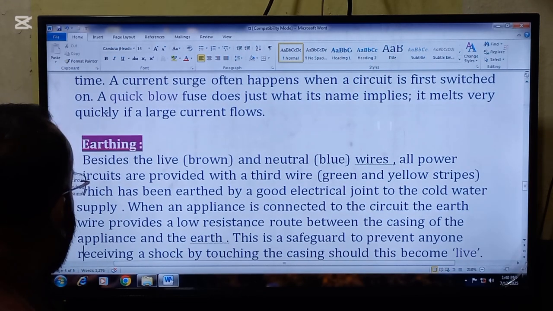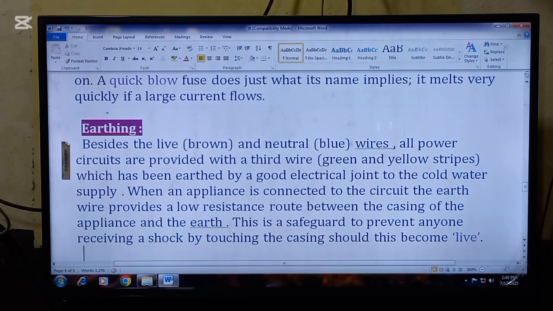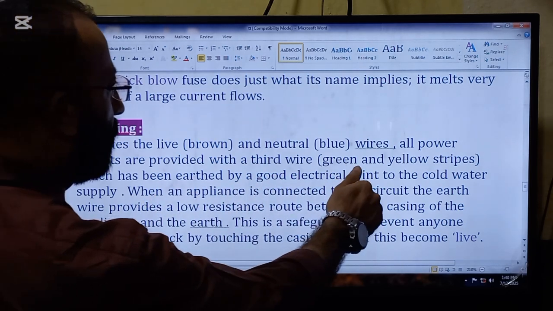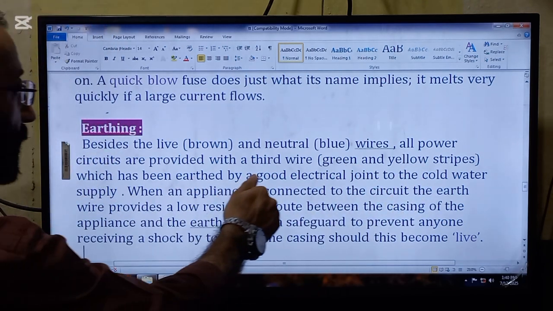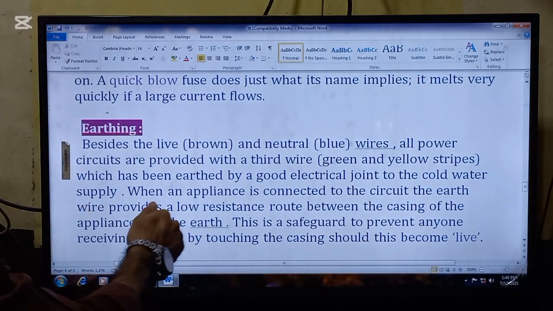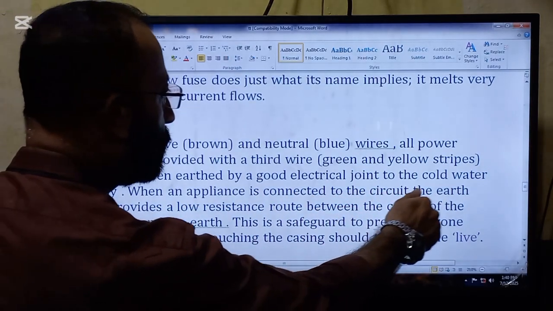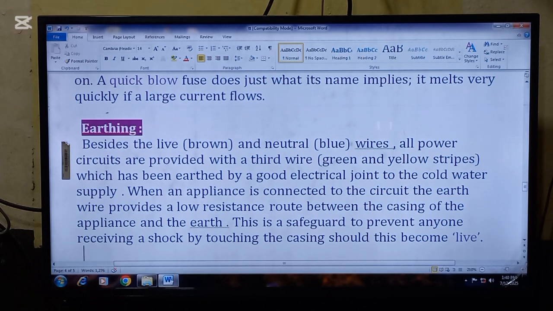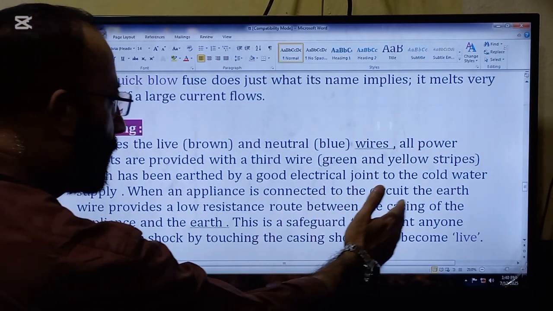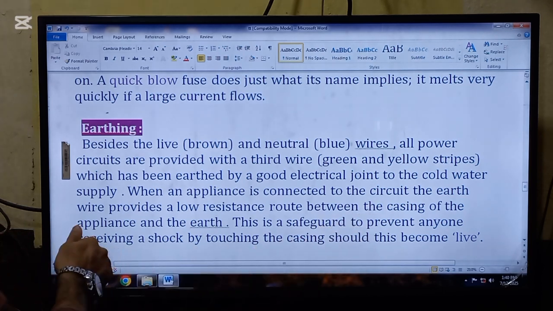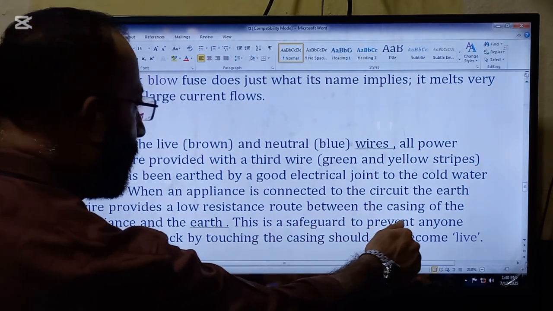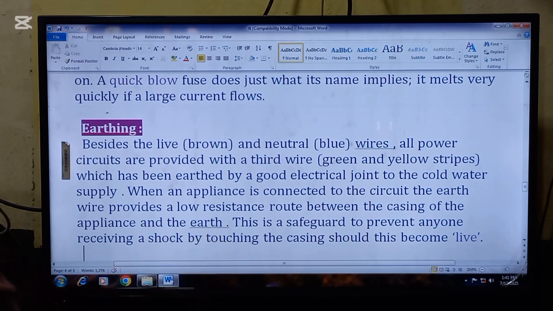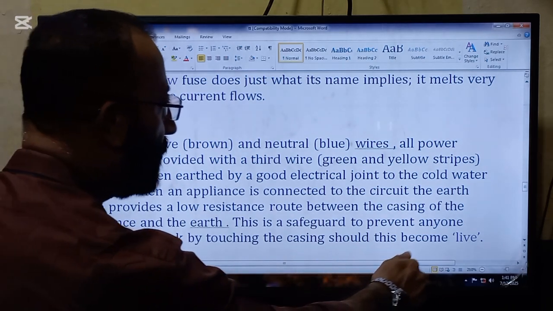The next thing that we are going to read in the lecture is earthing. Besides the live and the neutral wires, all power circuits are provided with a third wire, green and yellow stripes, which has been earthed by a good electrical joint to the cold water supply. When an appliance is connected to the circuit, the earth wire provides a low resistance route between the casing of the appliance and the earth. This is a safeguard to prevent anyone receiving a shock by touching the casing should this become live.